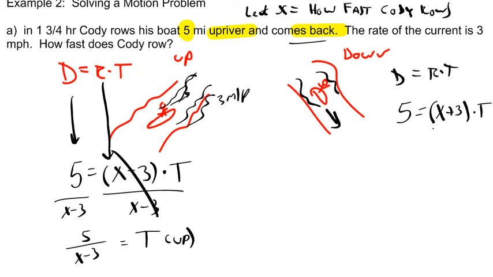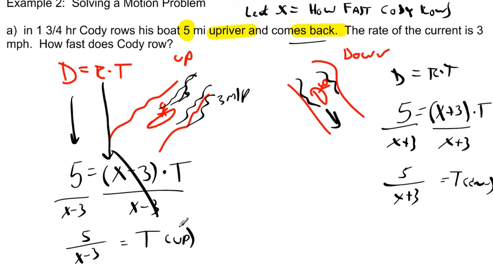Now, how about over here? Let's divide by x plus 3. And that means his time going down the stream is going to be 5 over x plus 3. So this is him going down. We have the time of him going up the stream and the time of him going down. Check this out, y'all. If I added up this t plus this t, what's the total time that he was gone?